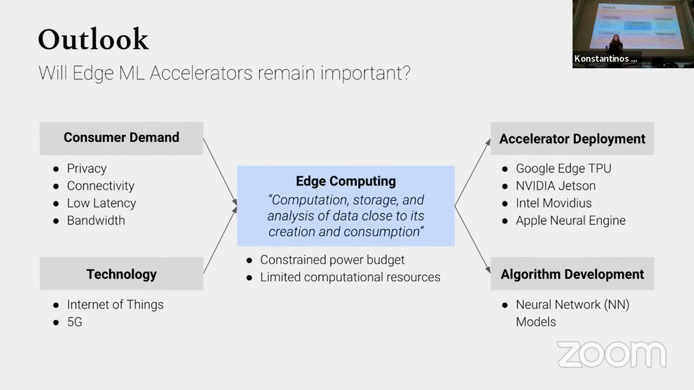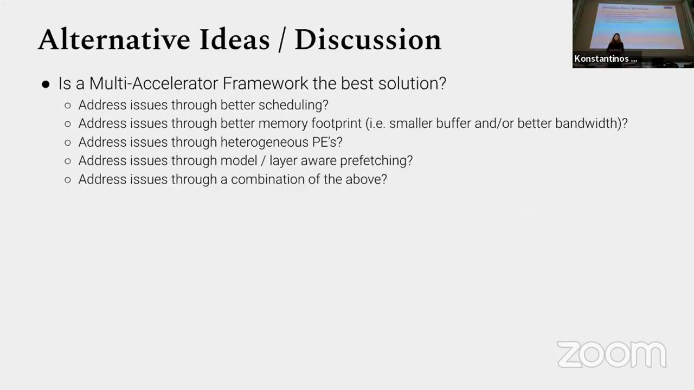But I think overall, this question is likely to be relevant, and likely to also become much more relevant as we see that these NN models increasingly become more heterogeneous, the more specialized they become towards specific edge devices. So we see all of these four areas evolving and impacting the entire question.